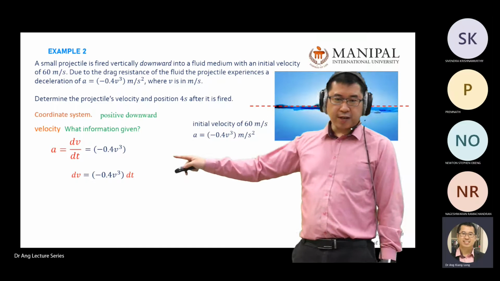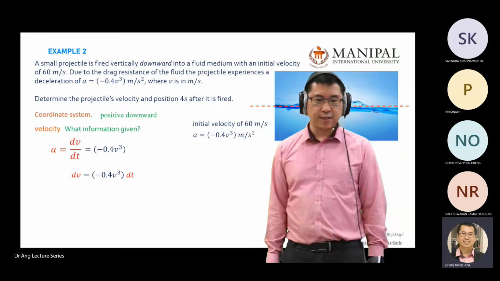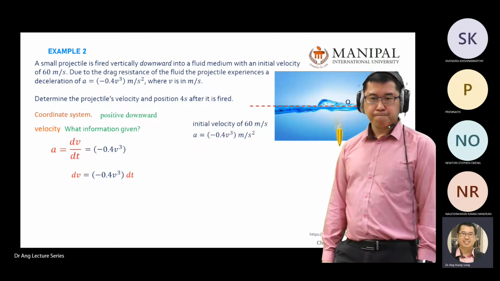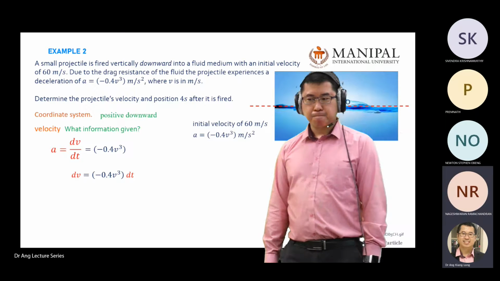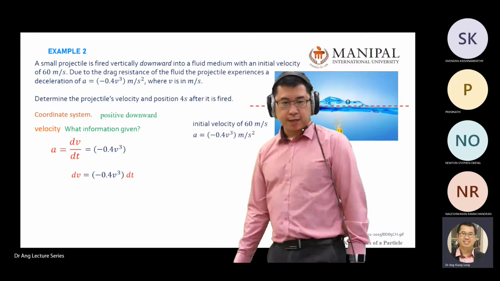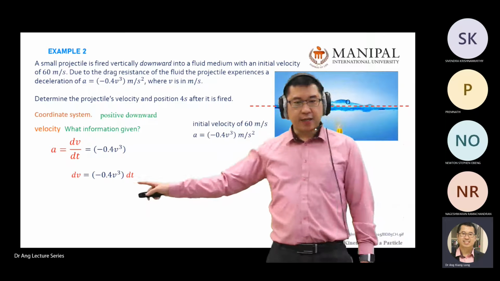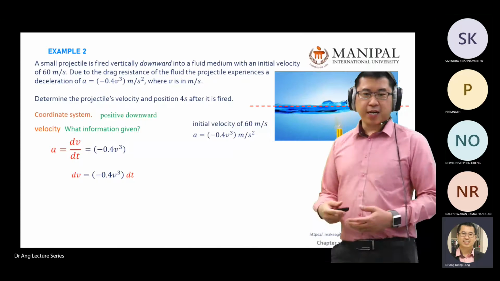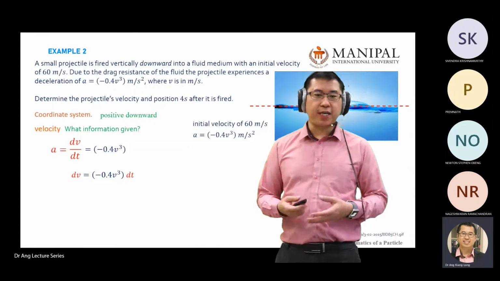Any questions so far from the first line to the second line? Any questions? No? Good. Okay, the next one: as you can see here, every time you see dv on one side and dt on the other side, the next step should come automatically. You know that the next step will be integration.